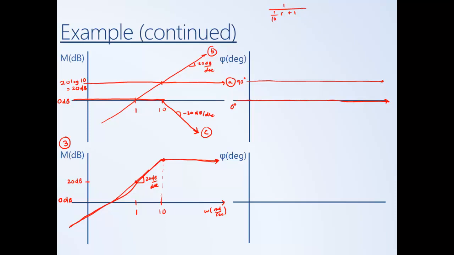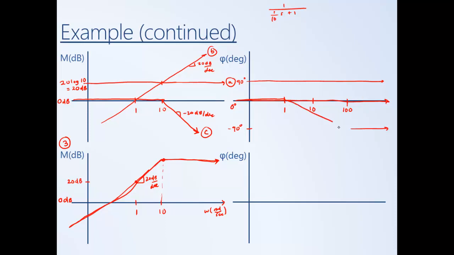So if you recall, a simple pole at low frequencies looks like a constant, so it starts off at 0 degrees. At high frequencies it looks like an integrator, so it goes down to minus 90 degrees. And we approximate the in-between as a straight line, where the halfway point is the break frequency, 1 over t, where 1 over t is 10, so that's the break frequency. And the phase begins to change 1 decade early at 1 radian per second, and it finishes 1 decade later at 100 radians per second.